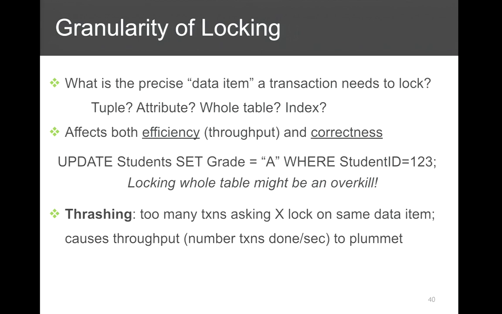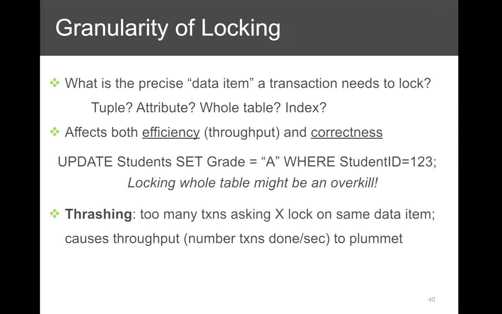Okay? And if too many transactions are requesting exclusive locks on a particular item, so in this case, say maybe the student, then all those transactions will be forced to wait back to back. And again, this is not a deadlock situation. This is a situation that's called thrashing, because there's concurrent access to the same object by multiple people, and that could cause the throughput of the system to go down.